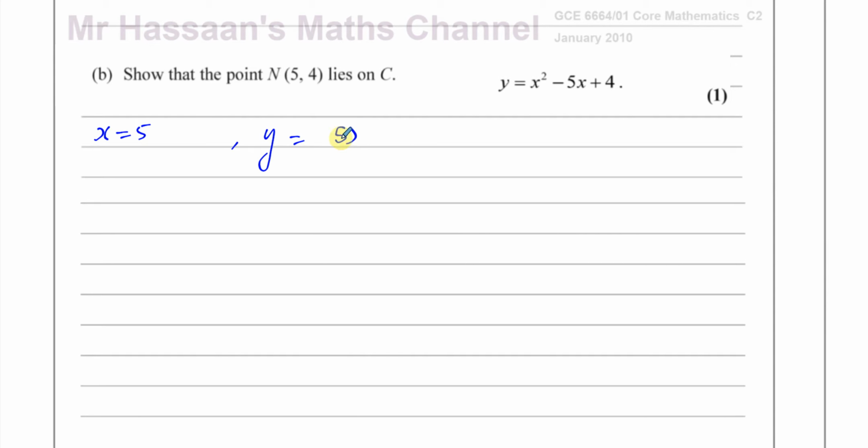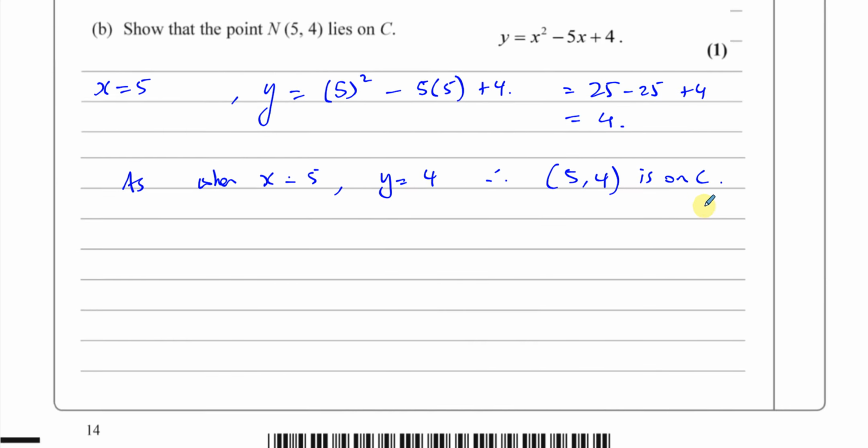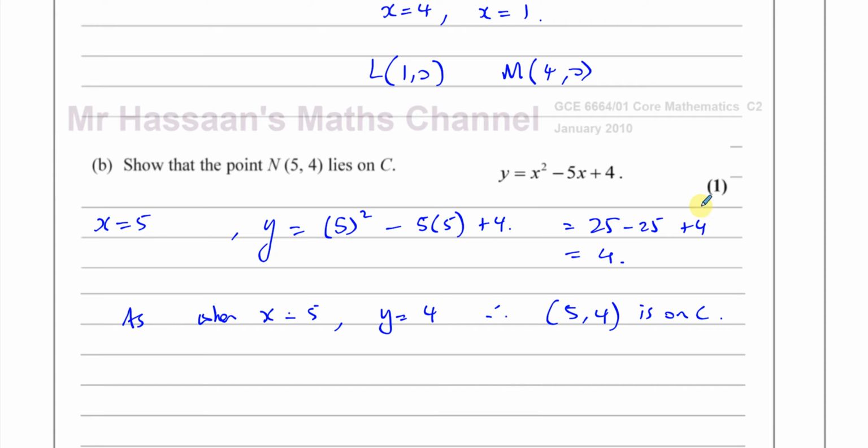You're going to have 5 squared minus 5 times 5 plus 4, which gives us 25 minus 25 plus 4, which is 0 plus 4, which is 4. So as when x equals 5, y equals 4, therefore the point 5, 4 is on C. Simple as that. Very simple little proof there. Okay, now we're going to go on to part C.